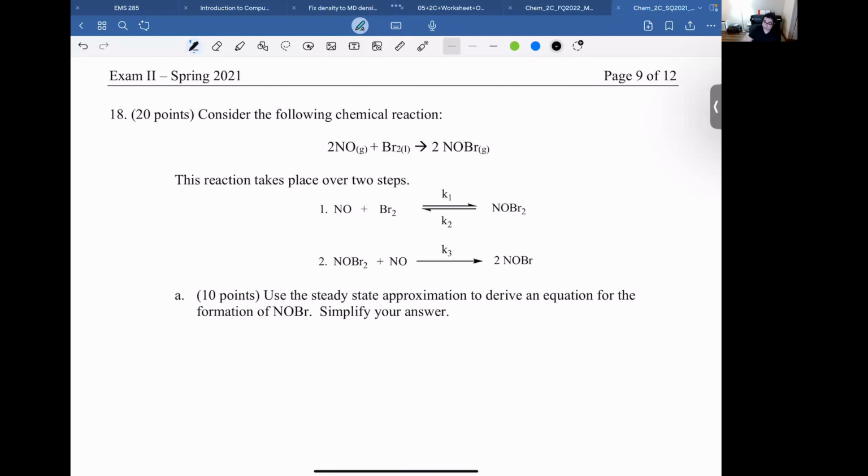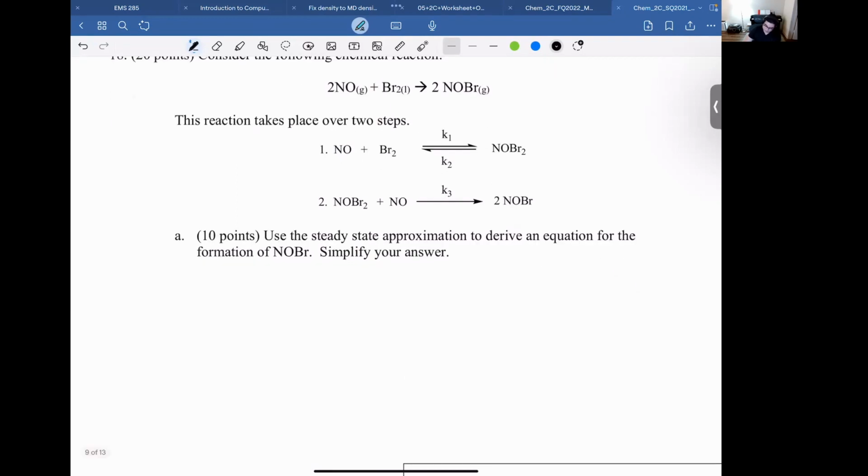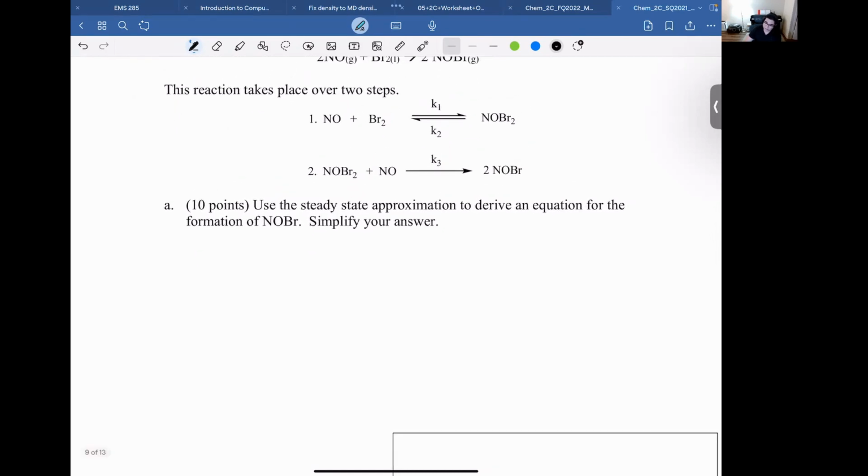So it says we have this following chemical reaction. The reaction takes place over two steps. Use the steady state approximation to derive an equation for the formation of NOBr. Now, when you're looking at these problems, you're looking at the rate of formation for NOBr. I think that's how they write it, as a derivative. The rate of the formation of NOBr is going to be equal to something with the rate of concentration of the reactants.